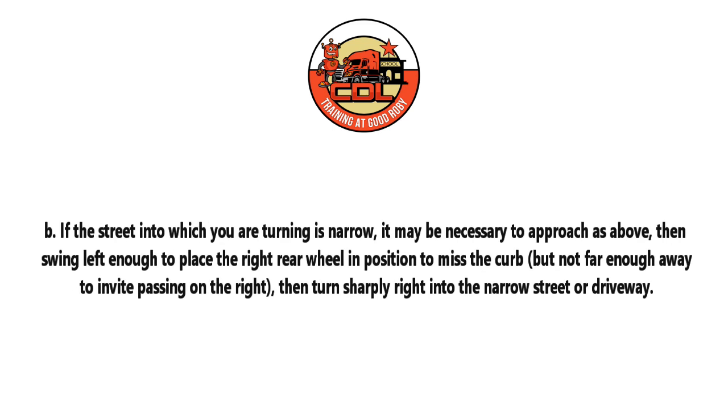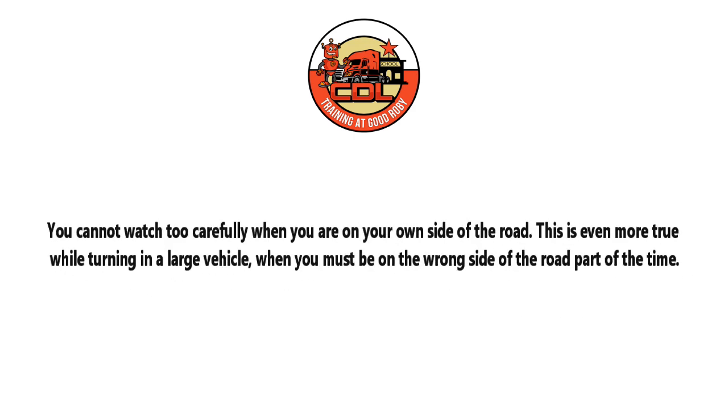If the street into which you are turning is narrow, it may be necessary to approach as above, then swing left enough to place the right rear wheel in position to miss the curb, but not far enough away to invite passing on the right. Then turn sharply right into the narrow street or driveway. You cannot watch too carefully when you are on your own side of the road. This is even more true while turning in a large vehicle, when you must be on the wrong side of the road part of the time.